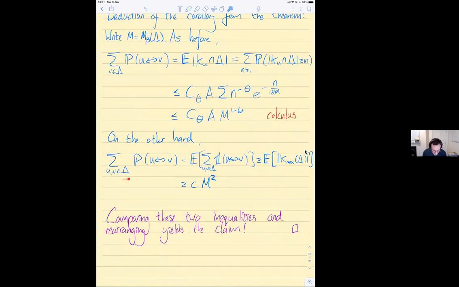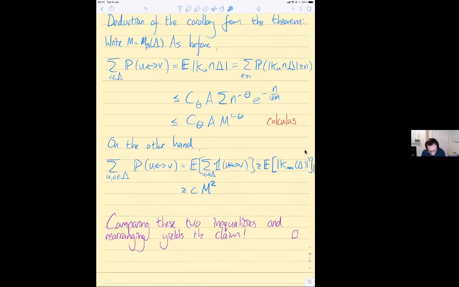Okay? But on the other hand, you can also bound this from below, at least if you sum over pairs of vertices, then the sum of the connection probabilities is equal to the expected number of pairs of vertices that are connected to each other. And of course, that's at least the expectation of the square of this maximum cluster size, which by definition, this typical value is at least a constant times m squared. Okay, so if you just compare these two inequalities, you deduce everything that I just told you in this corollary.